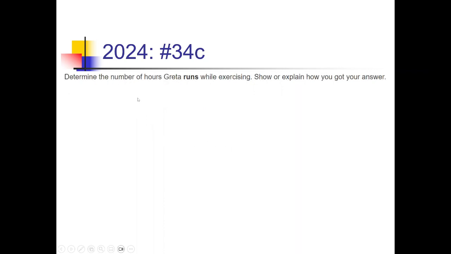For part C, they want to know the number of hours Greta runs while exercising, and show or explain how we got this. So in order to figure this out, let me recall the two equations we've written. We have the equation about how long Greta is exercising, R plus W equals 2, and then we had the equation we made about how far she went, 6.5R plus 4W equals 9. We can solve this system of equations to figure out the amount of time, R, that Greta is running. We could also figure out how long she's walking, but they didn't ask for that specifically, so we're going to focus on solving for R.